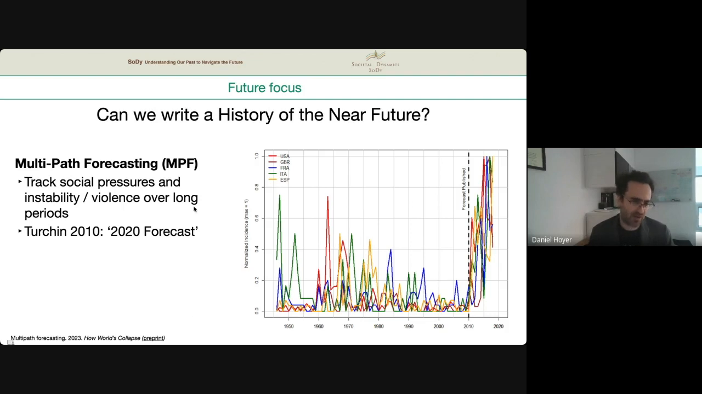So this graph is taken from, again, our colleague Peter Turchin in 2010. Using these theories, using a very simple version of this model, he put together a prediction. I'm looking at a number of global north countries, the US, the UK, others, tracking instability, using this model of social pressure, to say that in 2010, instability is kind of low.